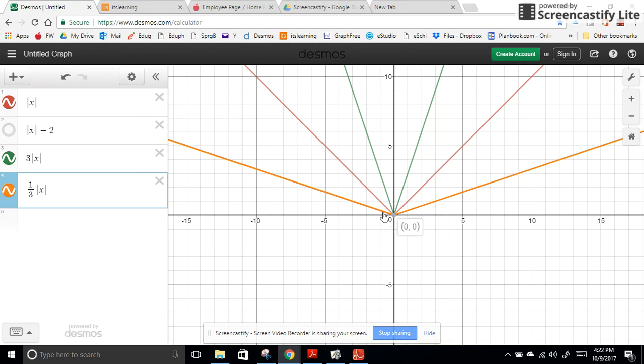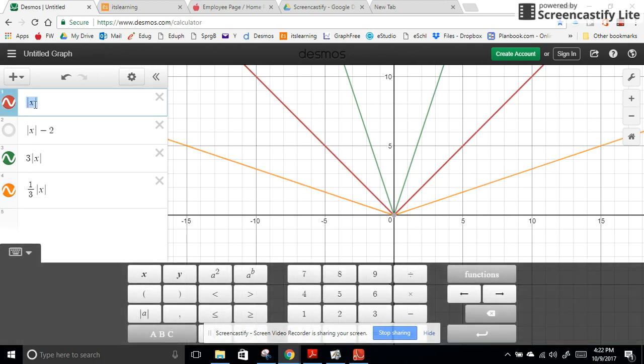So that's what we call a compression. It got wider. Now, not all graphs are going to get more narrow and wider. You can't see. Let me show you what I mean.